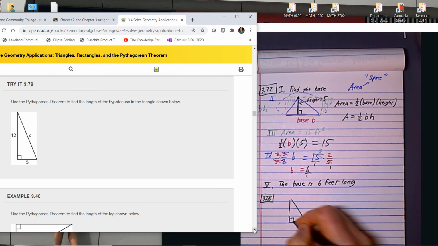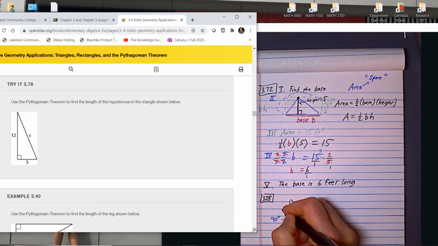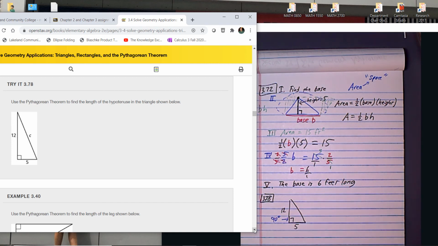It's a right triangle, and what that means is that that angle there is 90 degrees. They tell me that this is a length of 5, maybe it's feet. They didn't actually tell me. This might be 12 feet. Maybe it's just inches, I don't know. And then they put a C here, and they say, can you figure out what C is?